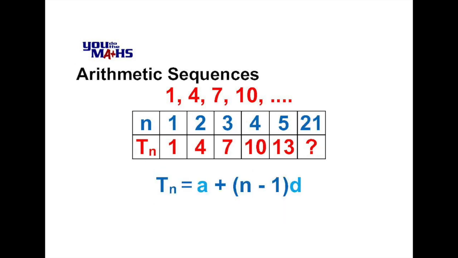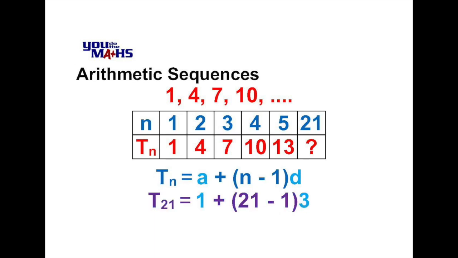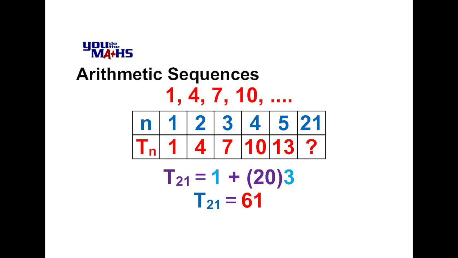So let's have a look at how we actually do it, where we need to find the 21st term of the sequence. We'll substitute 1 for A because the first term in this case is 1, and the common difference is D, so we'll put a 3 where the D is. And because it's the 21st term we're after, we'll substitute n equals 21. Going to the brackets first, we see that 21 minus 1 is 20, and then simplifying that expression we get 1 plus 60, so our 21st term is 61.